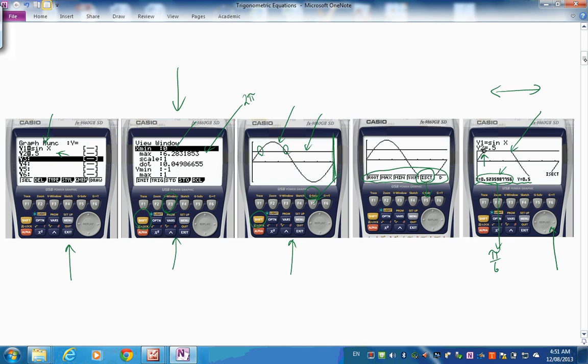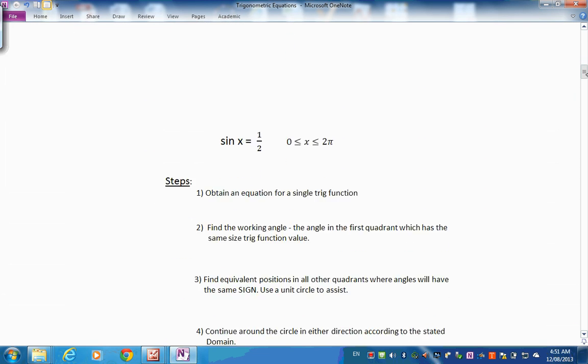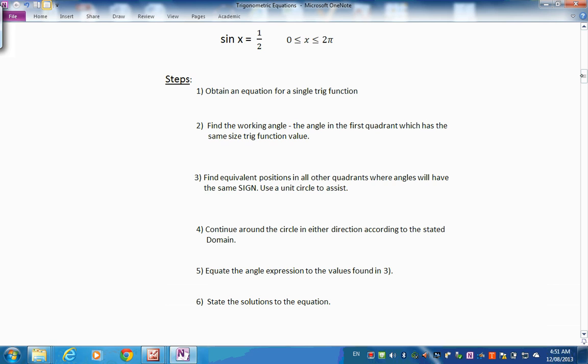All right, let's have a look at it a little bit differently. Let's have a look at it what we call analytically, or the algebra. So here's the problem that we just did with technology, and you can see we're saying we want all the solutions from 0 to 2 pi. So what is the process?